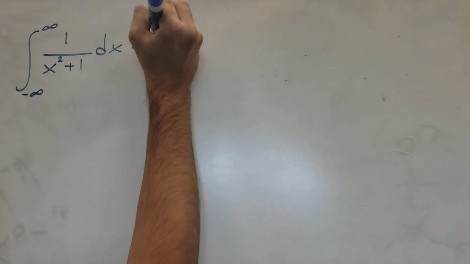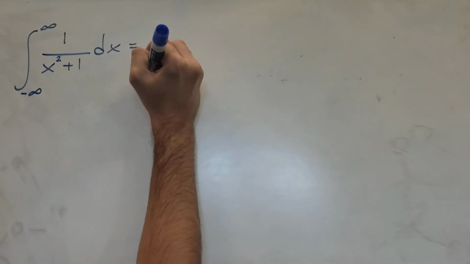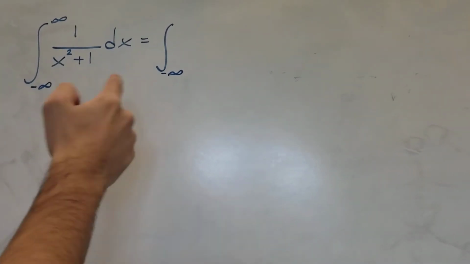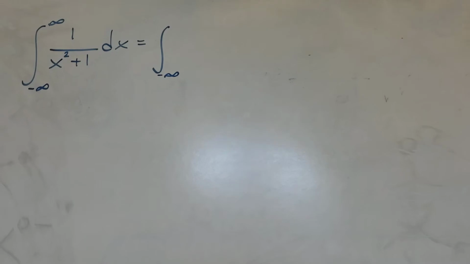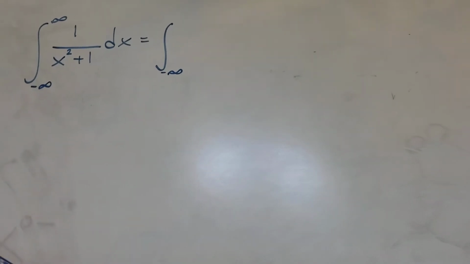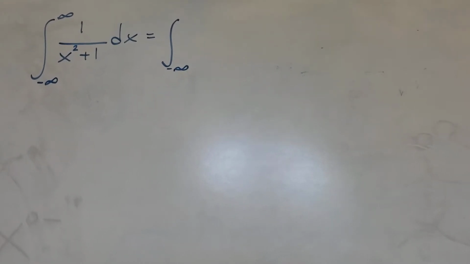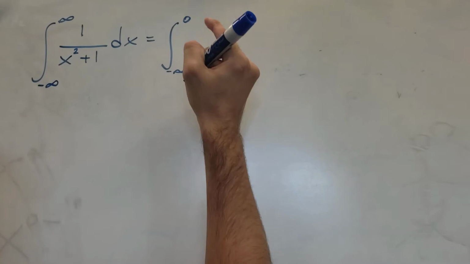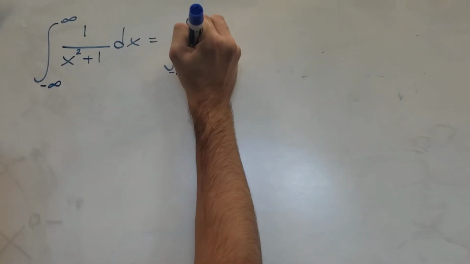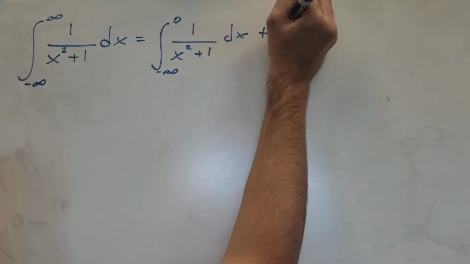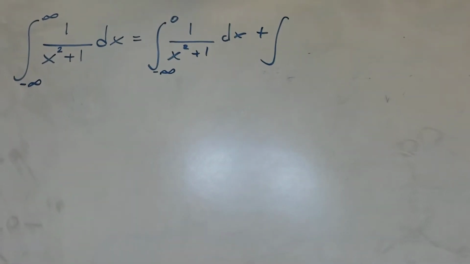So this thing is going to be equal to, now we're starting at negative infinity, but we're going to pick a number that's in between negative infinity and positive infinity. It's a way to chop up this integral into two integrals. For this one, I'll just pick 0, because 0 is a really easy number to work with. Then you just write down the exact same thing. But then you have to add the other integral.